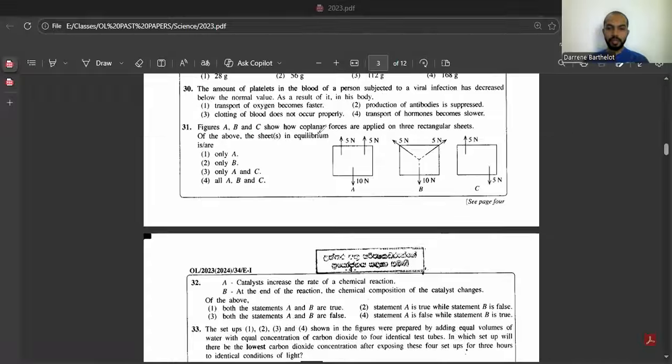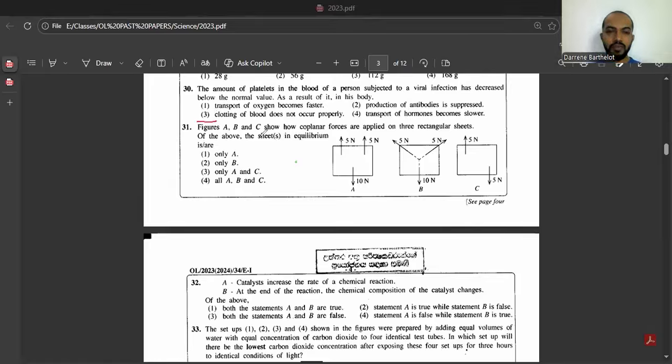The amount of platelets in blood of a person subject to a viral infection has decreased below the normal level. As a result of this, right? Okay. So they are saying that platelets has been reduced. It means there's a kind of platelet deficiency in the body. Then what will happen? So remind regarding that lesson, what was the function of platelet? The function of the platelet is to initiate blood clotting, which means if we don't have enough number of platelets, then what will happen? Blood clotting will be very slow. It will not occur very properly. Answer is answer number 3.